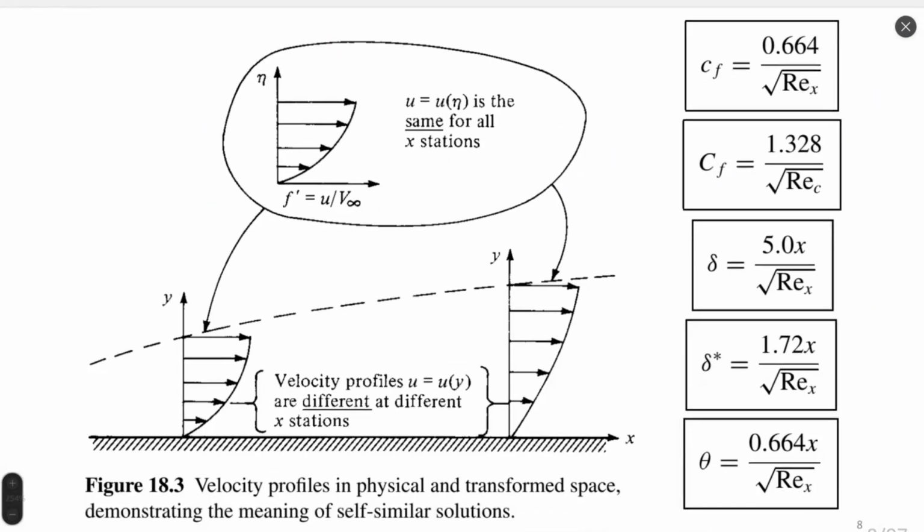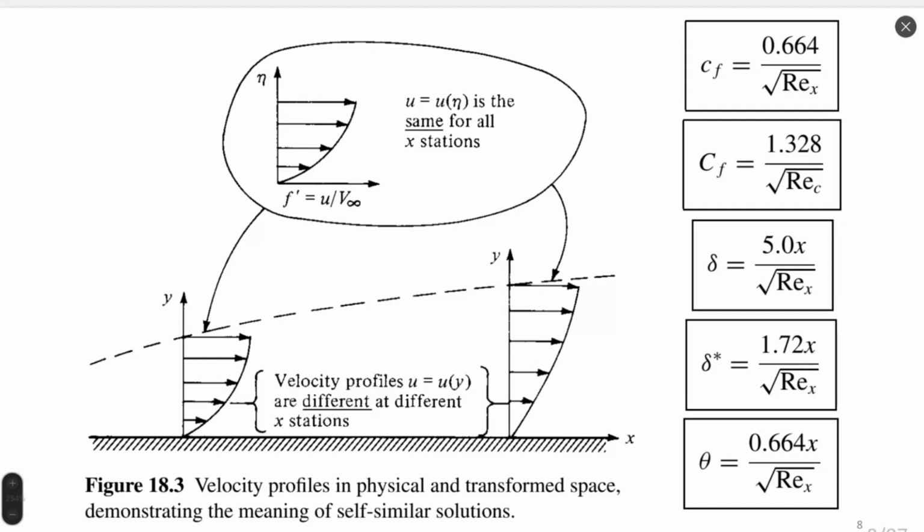What does it mean? We have the solution shown, for example, in equation 18.3 for two different sections, just transforming coordinates from eta and f prime to y and v coordinates. We obtain the profile corresponding to different stations. So finding the solution just once, we can calculate the profile of the boundary layer for an infinite number of locations in x and in y direction.